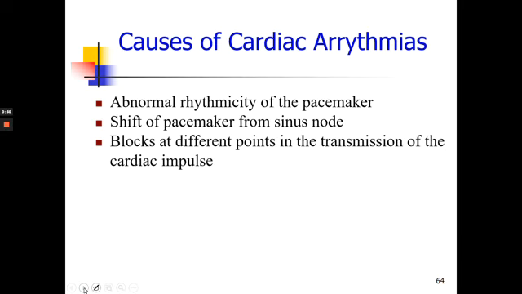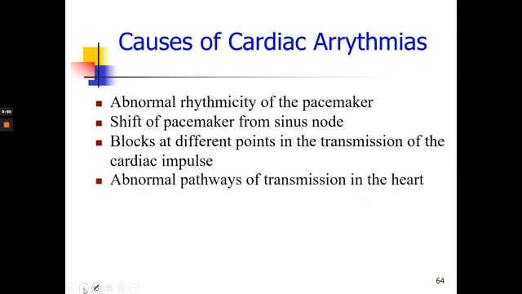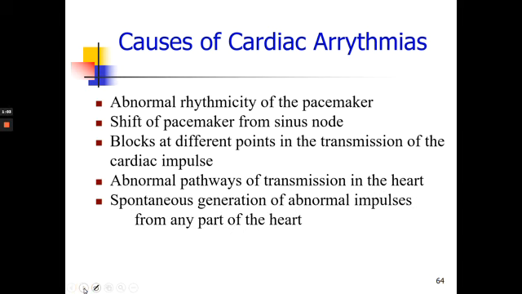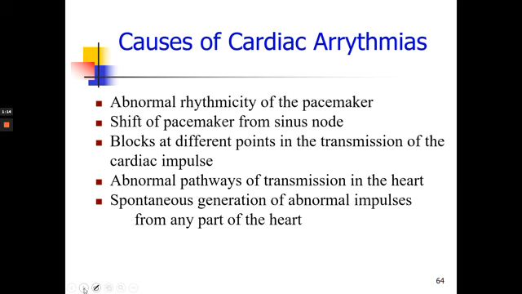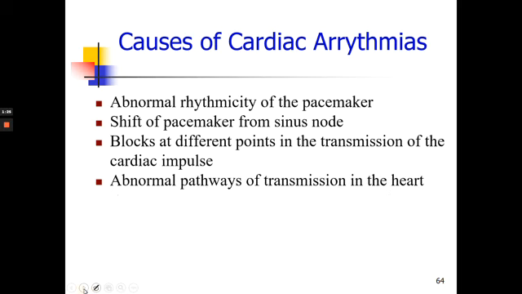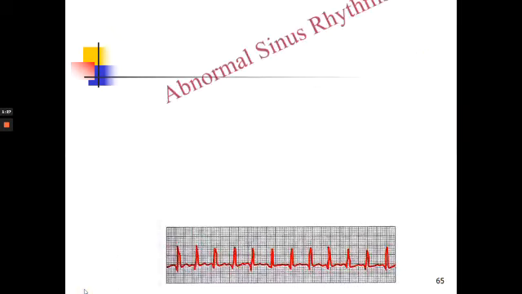We are going to talk about blocks at different points in transmission of the cardiac impulse, abnormal pathways of transmission in the heart, and spontaneous generation of abnormal impulses from any part of the heart. So these are the things we're going to talk about: abnormal rhythmicity, shift of pacemaker, blocks at different points, abnormal pathways of transmission, and spontaneous generation of impulses.